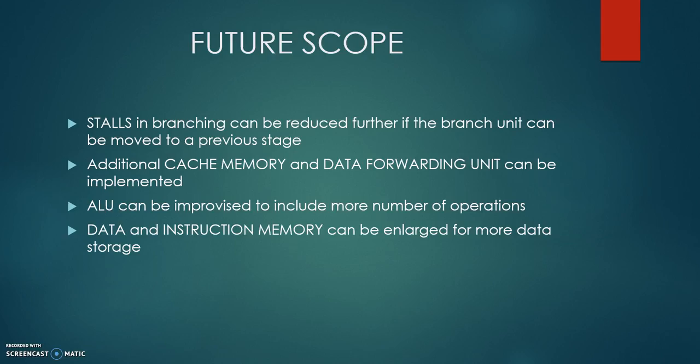Now the future scope of this can be that the stalls in branching can be reduced further if the branch unit can be moved to a previous stage. Additional cache memory and a data forwarding unit can be implemented, and the ALU can be improved to include more operations. Data and instruction memory can be enlarged for more data storage.